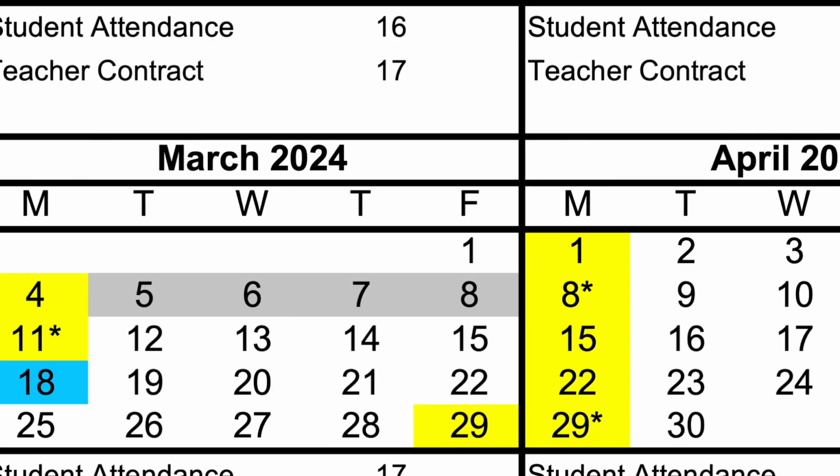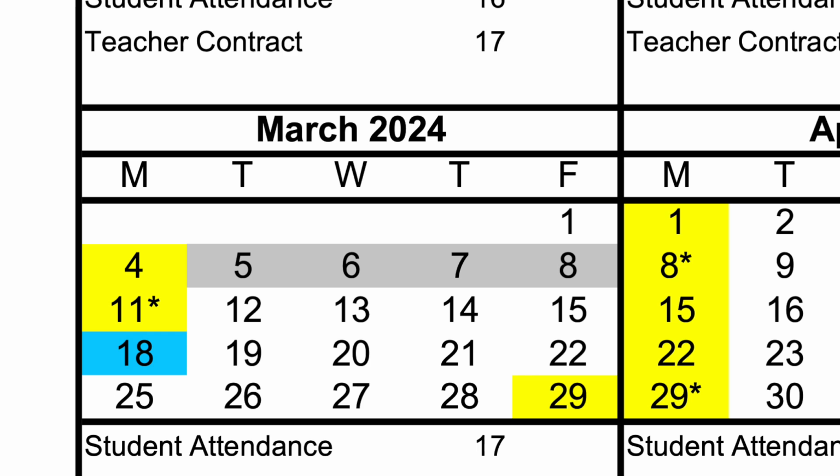Once you get into March, the first week is parent-teacher conferences, with the 4th being off. If you do notice, on March the 11th, it does have a star beside it, and that's because that would be our first inclement weather makeup day.